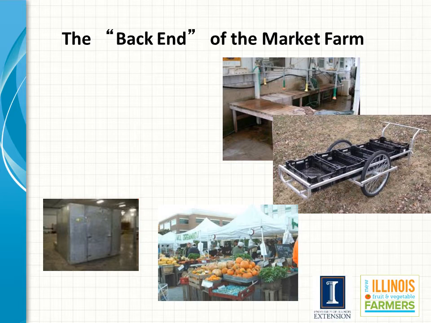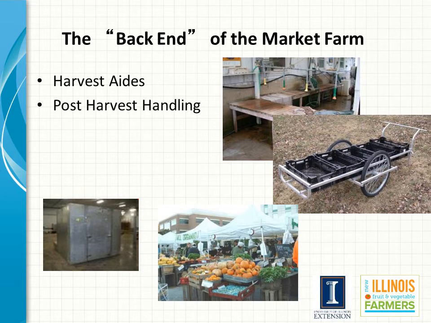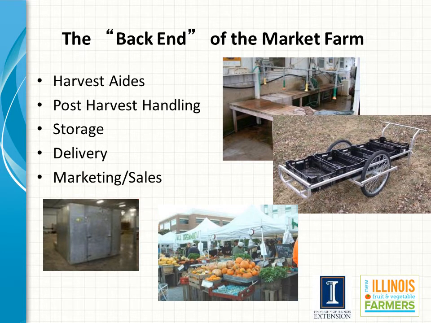Equipment and tools that emphasize the back end of the farm are ones that emphasize efficient harvesting, such as harvest carts and stackable bins, post-harvest handling, such as a washing and packing pavilion, coolers for short, medium, and long-term storage of crops, delivery equipment such as the delivery van, and tools for marketing and sales.